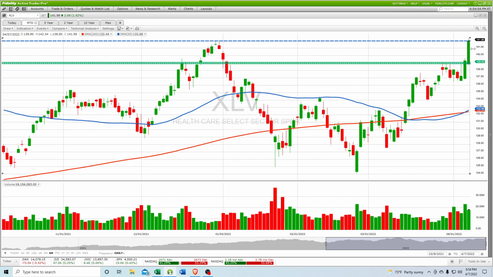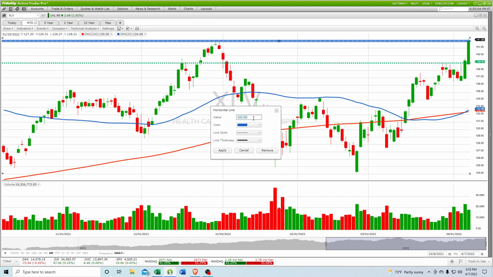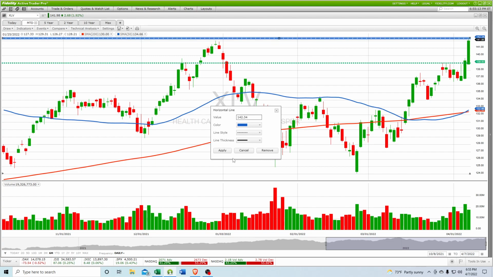And look at what happened today. It moved out and it made a new all-time high. The actual high now is 142.34. So I'm going to move this little line right here to 142.34, and just apply that. Voila, there we go.